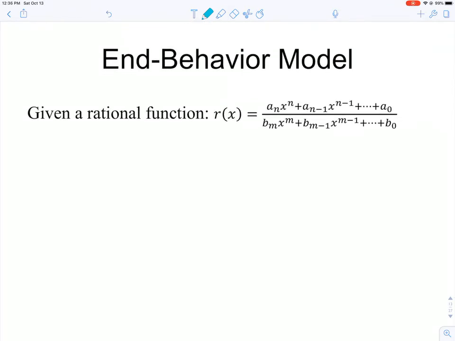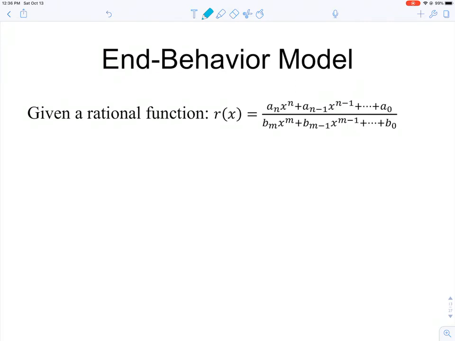To help us out with determining the end behavior of a rational function, it can be helpful to determine the rational function's end behavior model. So I want to take a step back and think about polynomial functions again. Remember how I said for determining the end behavior of a polynomial function, you really just look at the leading term. So the term with the largest exponent, and so you look at that largest exponent, right, the degree of the polynomial, and the leading coefficient.